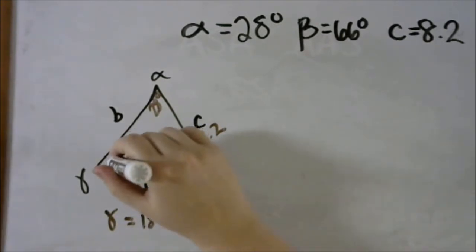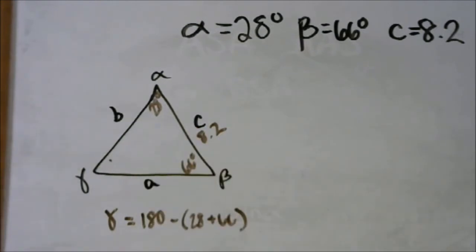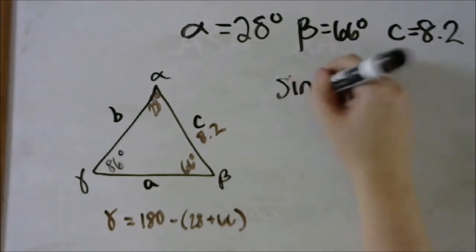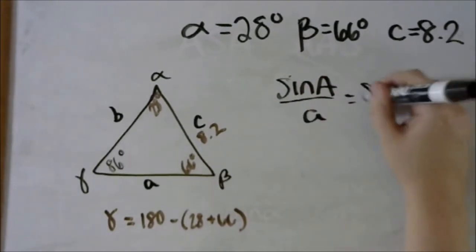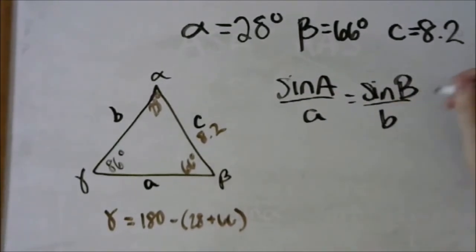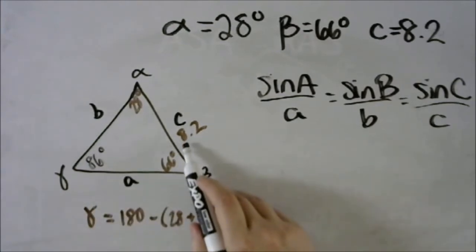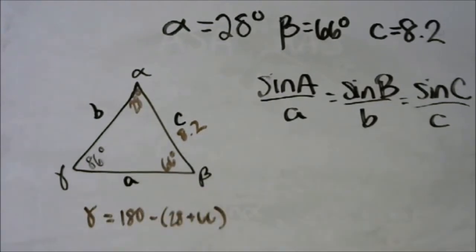And we find that gamma is 86 degrees. Next, we're going to use the law of sines to find the missing sides. If you recall, in the last segment of the video, we wrote down the law of sines. The law of sines basically hinges on you knowing one angle and its corresponding side. So if we go back to the information we have, we know one angle, gamma, and its corresponding side, c, and we can use it to find the remaining corresponding sides.